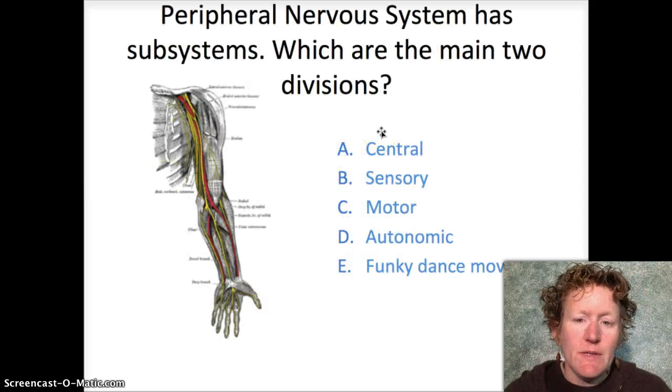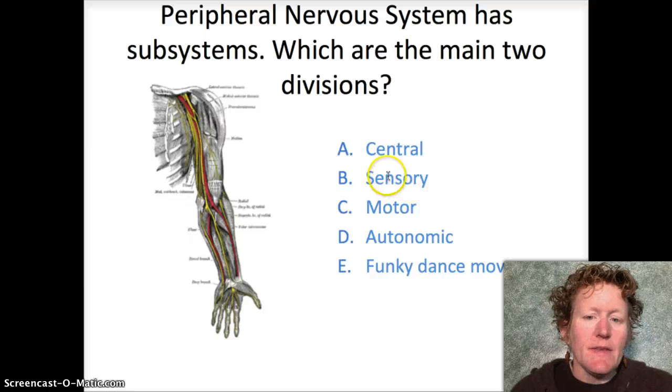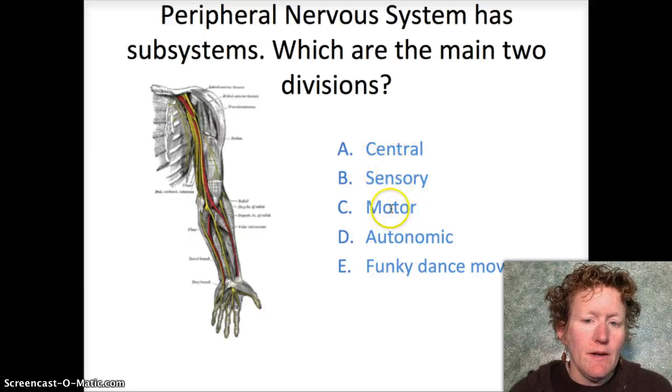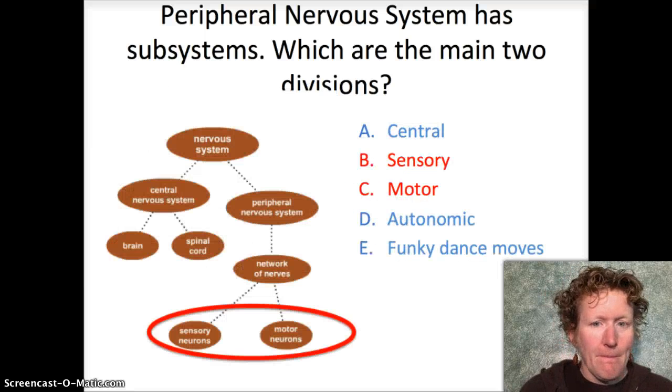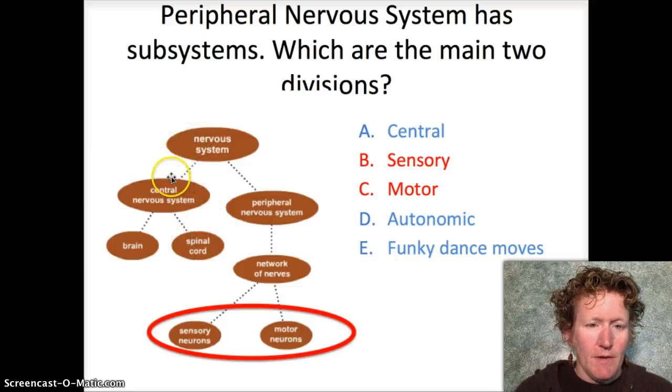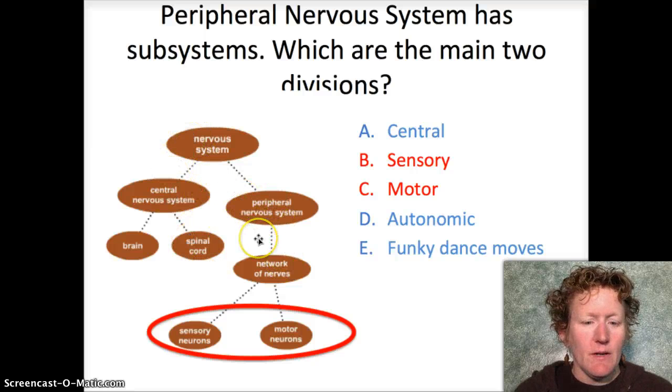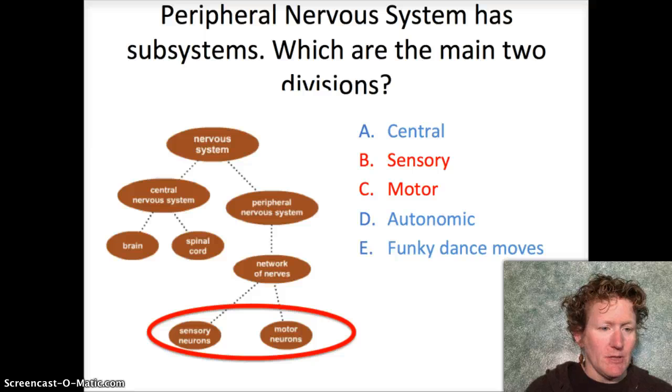There's two subsystems. Remember we talked about the sensory and the motor neurons. Sensory figures out what's going on. Motor neurons direct your muscles what to do. And remember we talked about that a little bit earlier when we looked at the big picture.